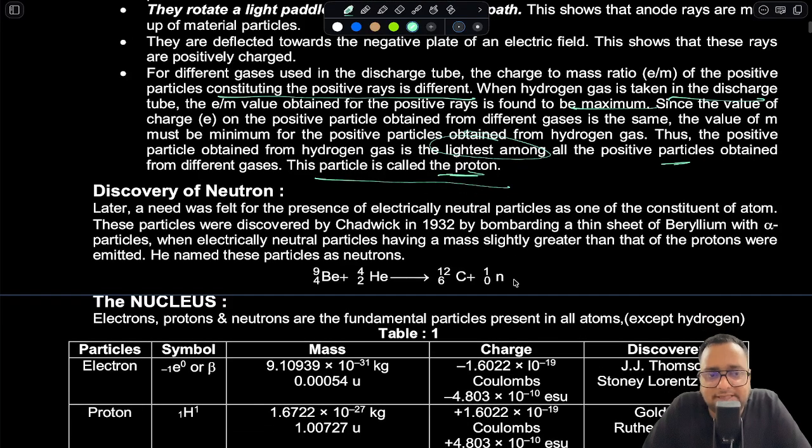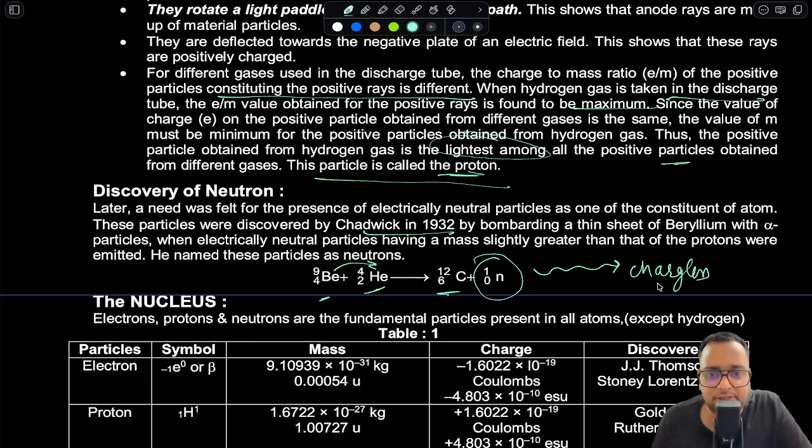Now we will study the discovery of the neutron. James Chadwick in 1932 was bombarding beryllium with helium particles. He observed a chargeless particle coming out, a neutral particle, and he later named it the neutron.